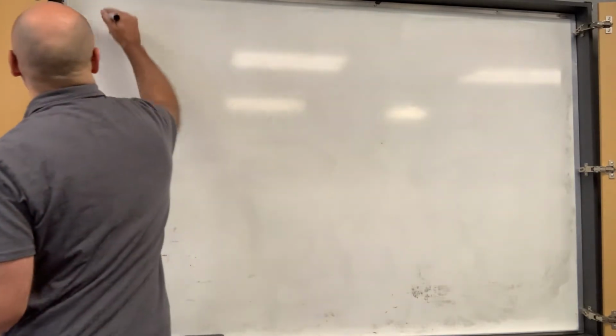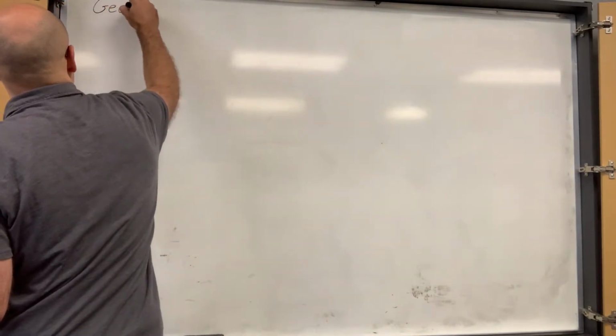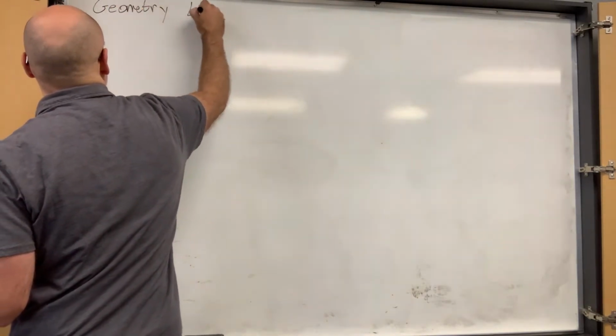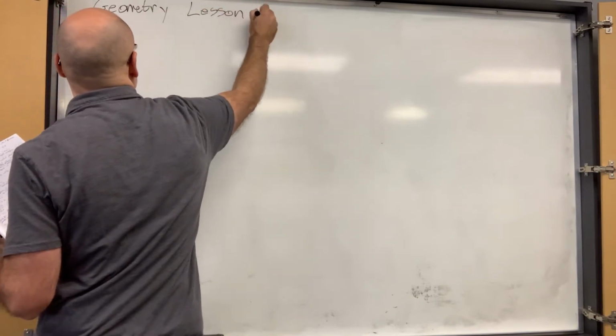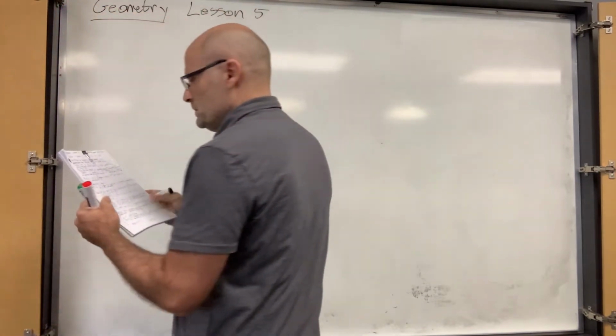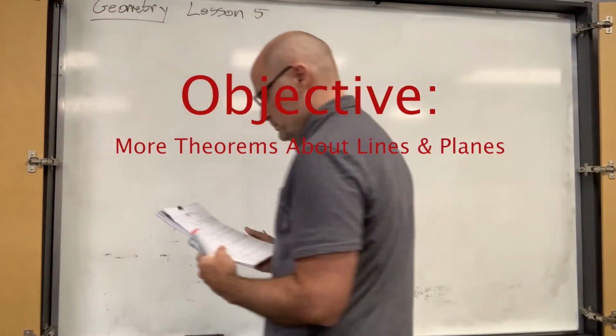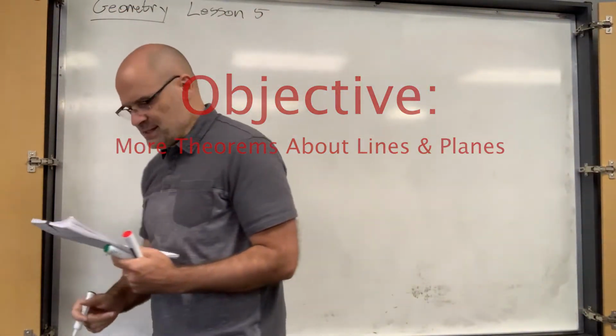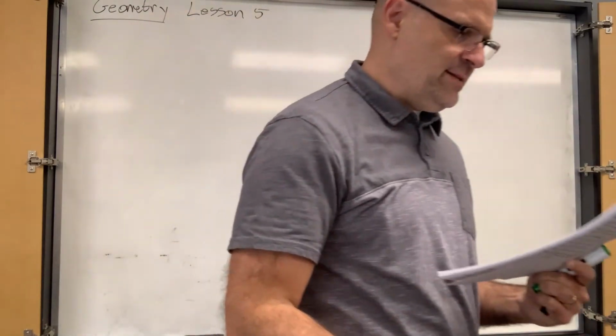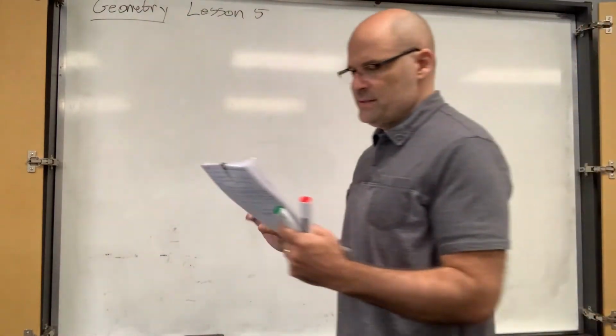So, this is lesson 5 in geometry. Okay. So basically, lines and planes are classified by how they intersect.